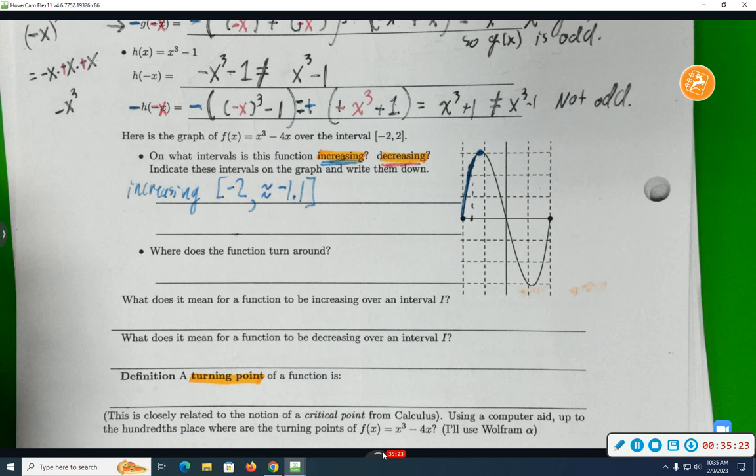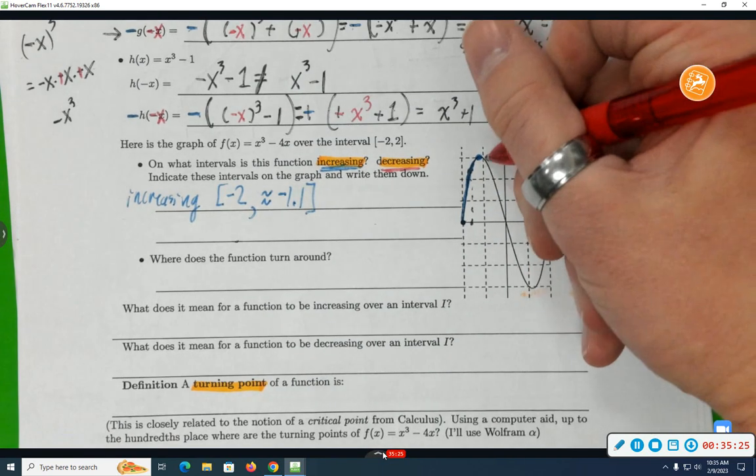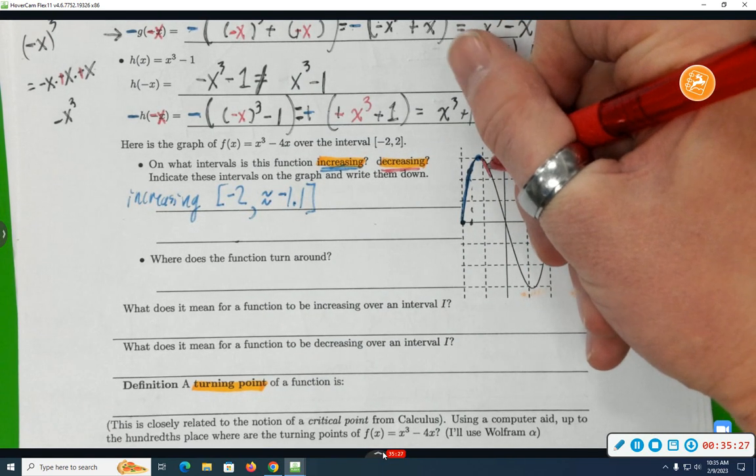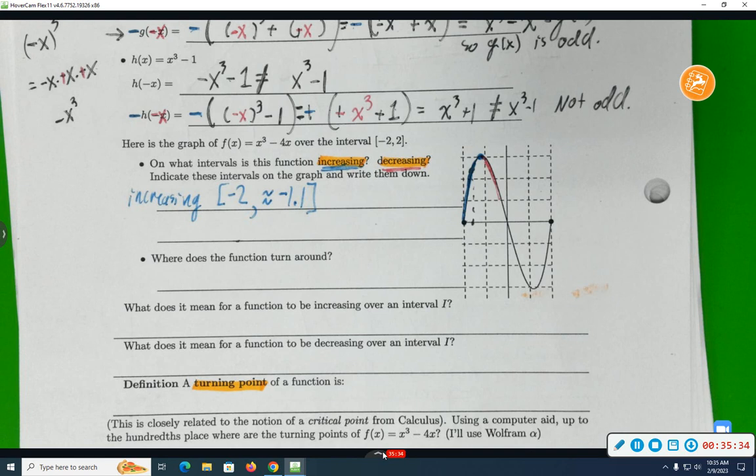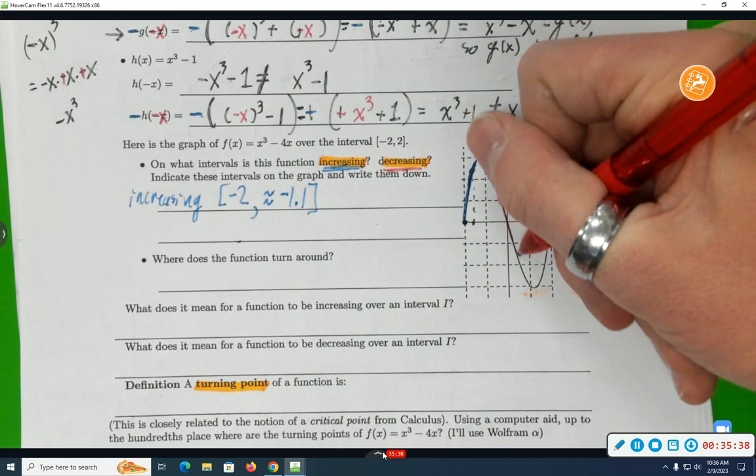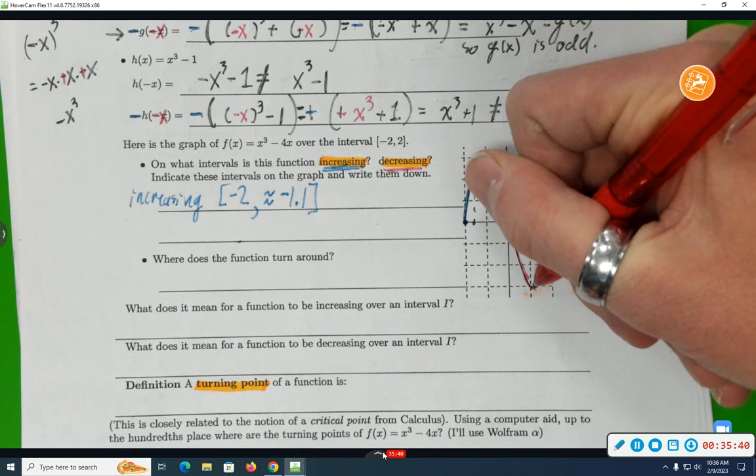Alright, so right here it starts decreasing. How far to the right can I keep on moving before the function stops decreasing? Right about x equals 1.